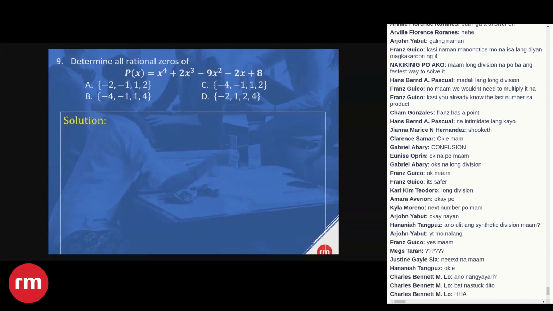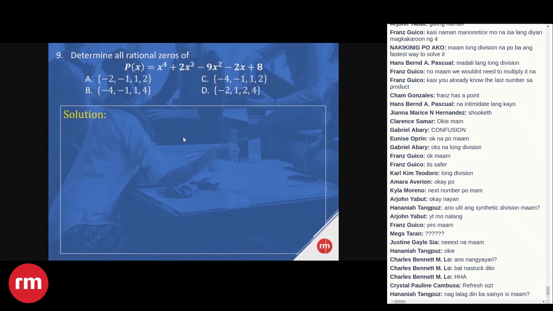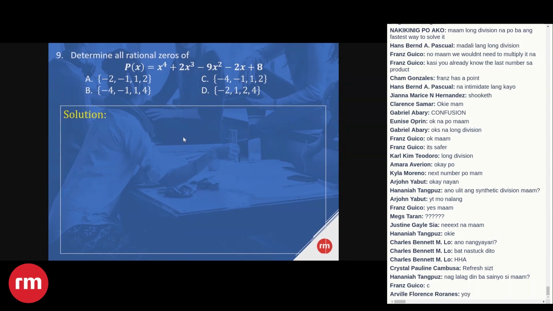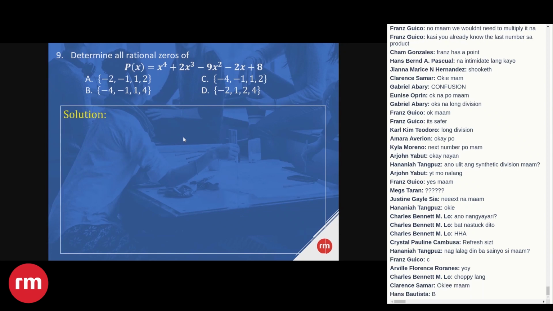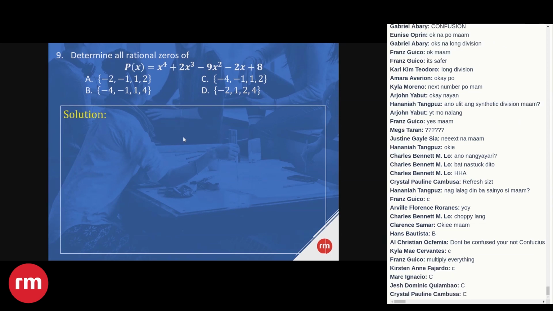Okay, so let's proceed. Determine all the rational zeros of this polynomial, x raised to 4 plus 2x cubed minus 9x squared minus 2x plus 8. So what you can do here, since hindi tayo nagde-divide, you can do synthetic division. Okay? So kapag zeros na yung hinahanap, you can do synthetic division. But before you do synthetic division, you have to eliminate yung mga hindi posibleng zeros. Kasi take note, there are many numbers that you can possibly try for synthetic division. You want to limit that.